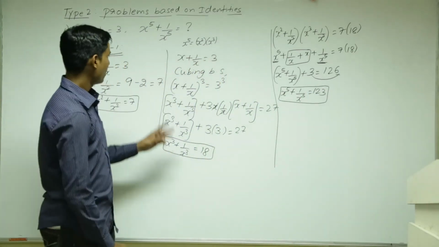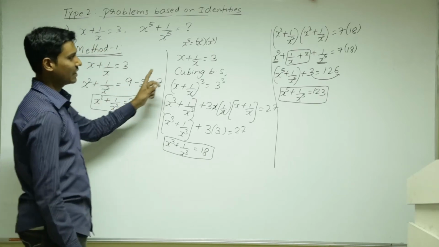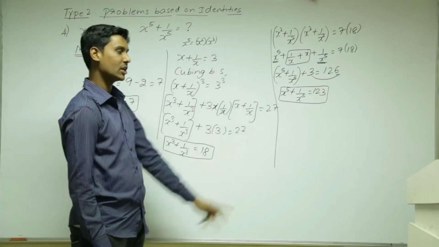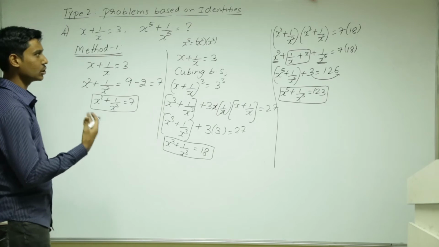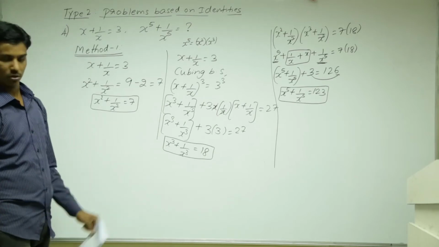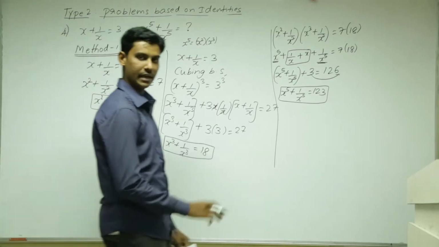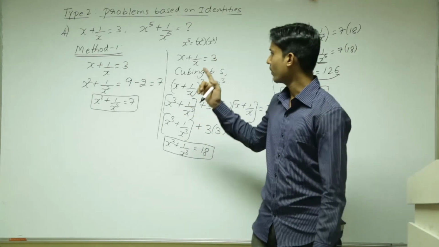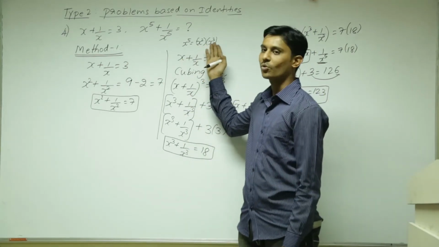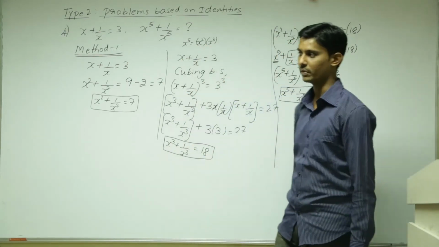Clear with the approach? But the only thing is it's a very lengthy process. We will try to eliminate this usage. We will try to see a different approach. First write down method 1. Any doubt in method 1? I want to find x power 5. It is nothing but x square into x cube. Right? Please write down method 1.